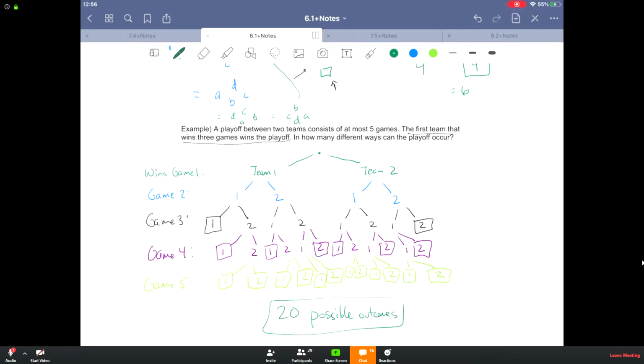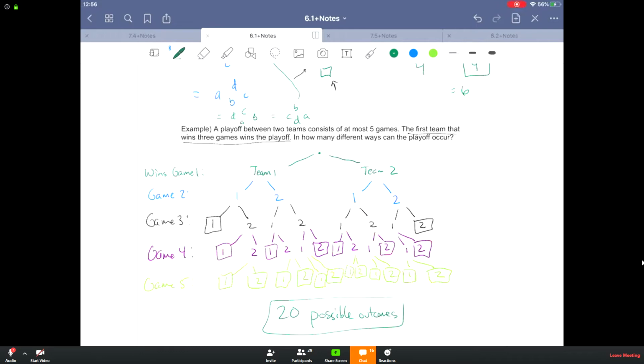5 factorial over 3 factorial. Almost. Which I guess, actually, I think you're close though, Chris. I think I know what you're trying to say. But yeah, we'll come back and do that one.